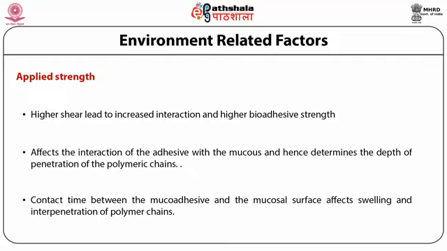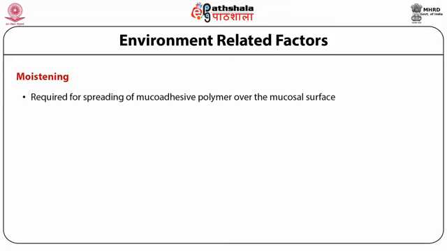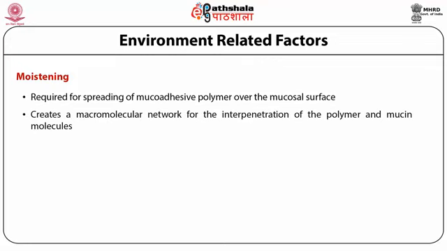of the polymer chains. The next environmental factor which influences the performance of a mucoadhesive system is the moistening. Moistening or wetting is required to allow the mucoadhesive polymer to spread over the mucosal surface and create a macromolecular network of sufficient size for the interpenetration of the polymer and mucin molecules and to increase the mobility of the polymer chains. Therefore, it is important that proper moistening or wetting is there if we require the best performance of the mucoadhesive drug delivery system.